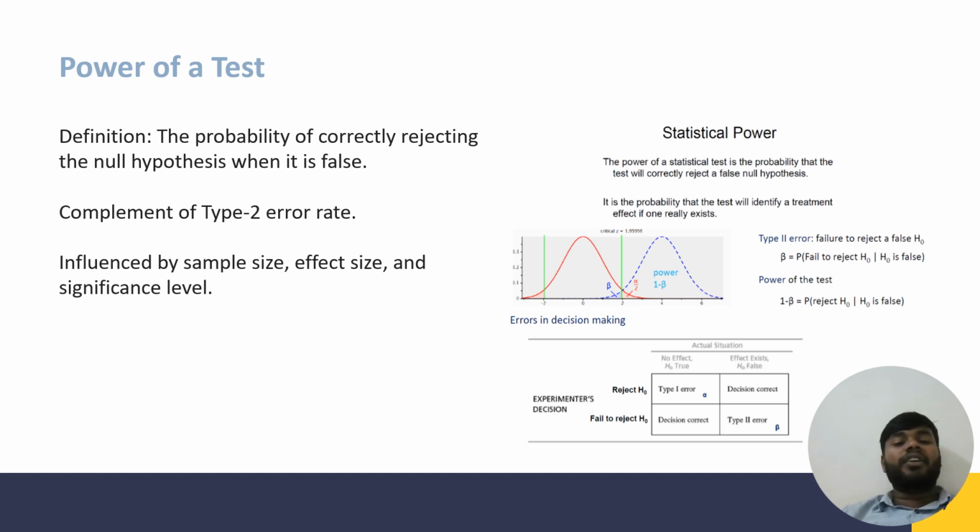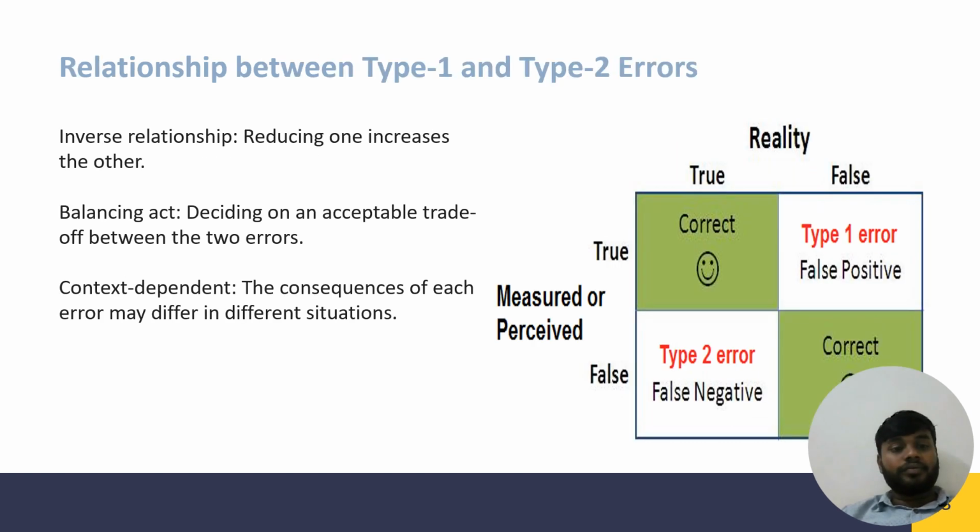Power of a test. Definition: the probability of correctly rejecting the null hypothesis when it is false, the complement of the type 2 error rate, influenced by sample size, effect size, and significance level. Statistical power: the power of a statistical test is the probability that the test will correctly reject a false null hypothesis. It is the probability that the test will identify a treatment effect if one really exists.